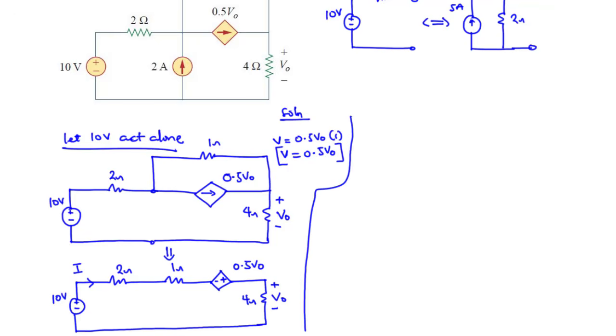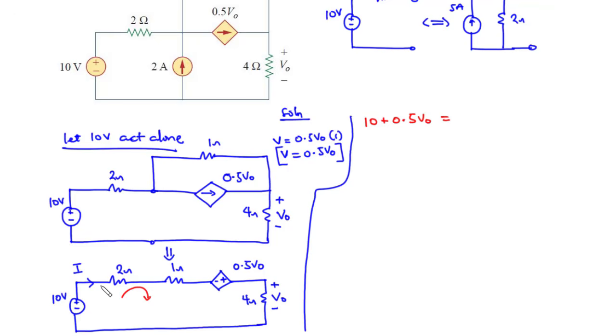So let's try to find the value of I. So we have I moving throughout the circuit, and then we are taking the clockwise direction. We have the source voltage to be 10 plus 0.5 V naught. Notice that we have the polarity in the same direction, so it's going to be 10 plus 0.5 V naught.